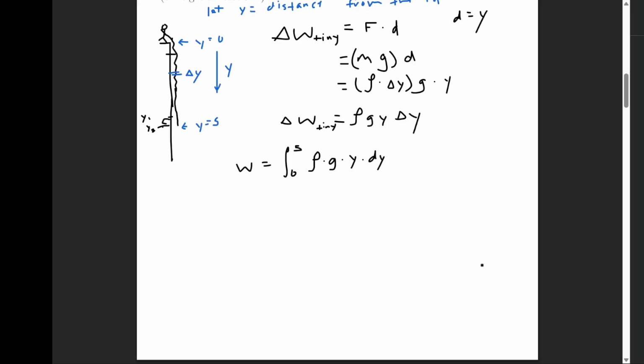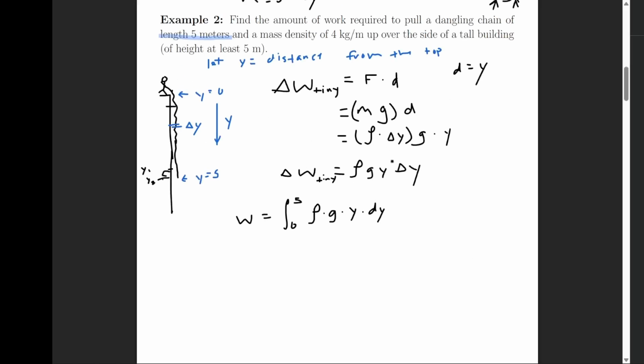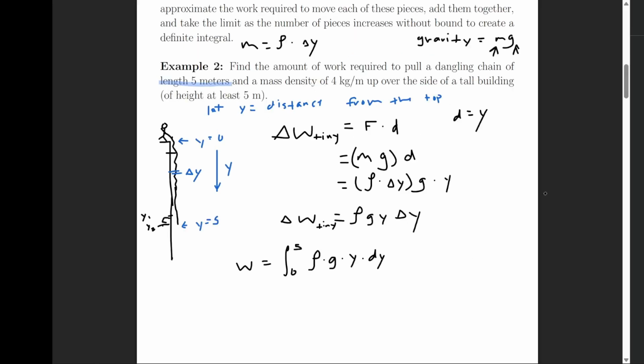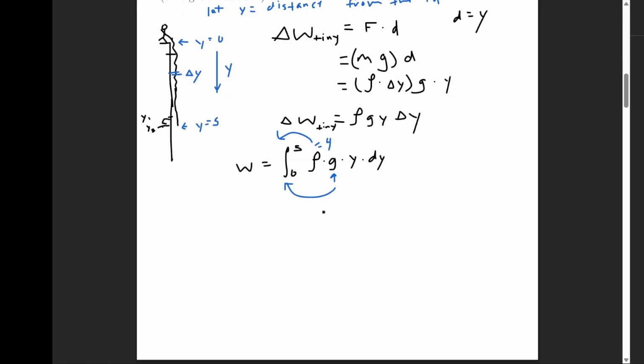So look at that. What can we replace here? Or what can we take out is probably the better question. We know that g is a constant, right? So we can take that out, okay? And then can we replace rho? Well, that's density, and they give us the mass density right here. So this is going to equal 4. So we can also take that out. And then y and delta y we will keep, right? So we got 4g and then the integral from 0 to 5 of y dy, right?